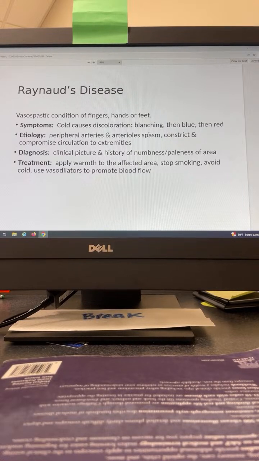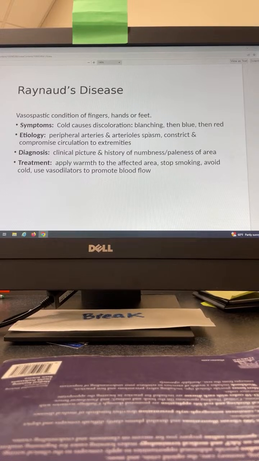So with Raynaud's, usually it's in response to cold. That's why I was asking if you take the cold showers. Stress can also be a cause, but typically cold is the main one. What happens here is that it causes the vessels to spasm, so constricting and dilating over and over again, just spasming, kind of having multiple reactions.